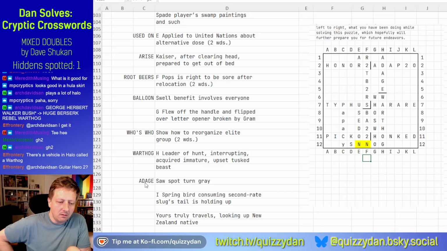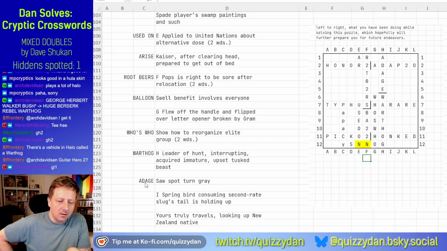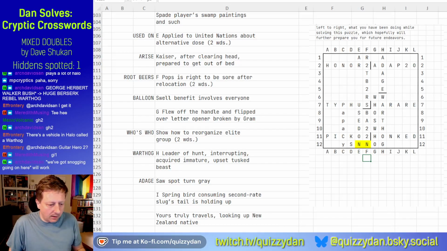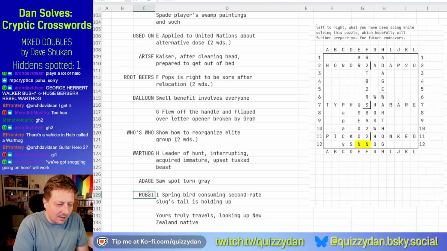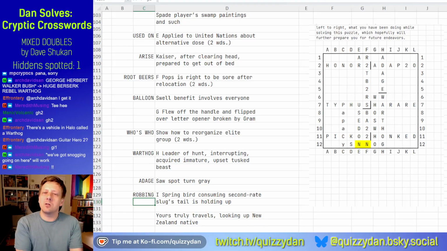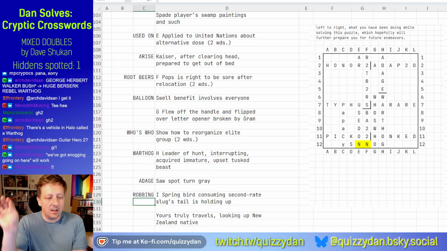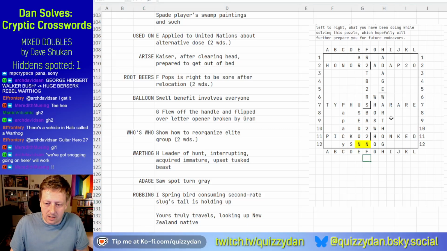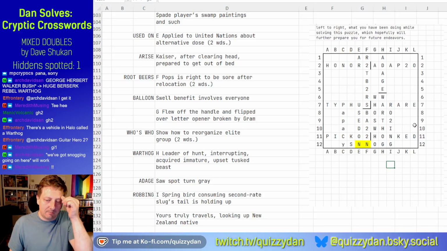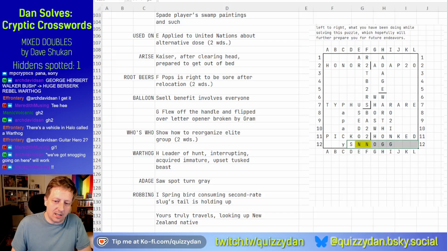Robin is holding up. Robbing. There you go. Robin is your springbird. I associate it more with winter because it's on Christmas cards. But springbird, that'll do. Second rate. So B goes in Robin for the double letter there. And then slug's tail is G at the end there. So we're going to get Robin. Like that. This is snogging, isn't it?